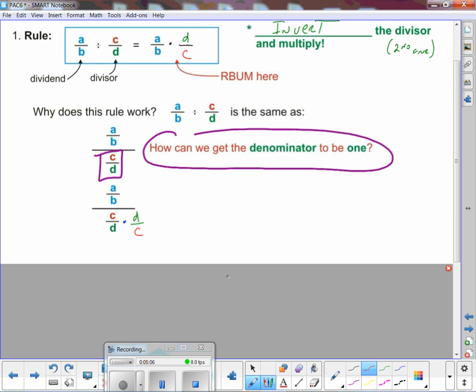Is what we just did acceptable? Or did we change the value of the whole thing? Because I seem to remember telling you something like this. Whatever you do to the bottom, do the same thing to the top, because then you're multiplying by one. If you multiply anything by one, you don't change its value. So here's what we need to do. We need to do the same thing to the top. So I'm going to multiply the top by a D over a C.